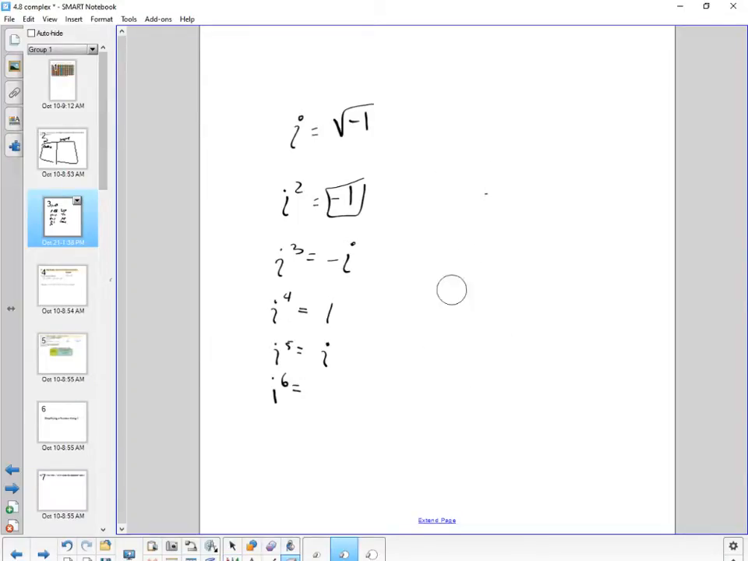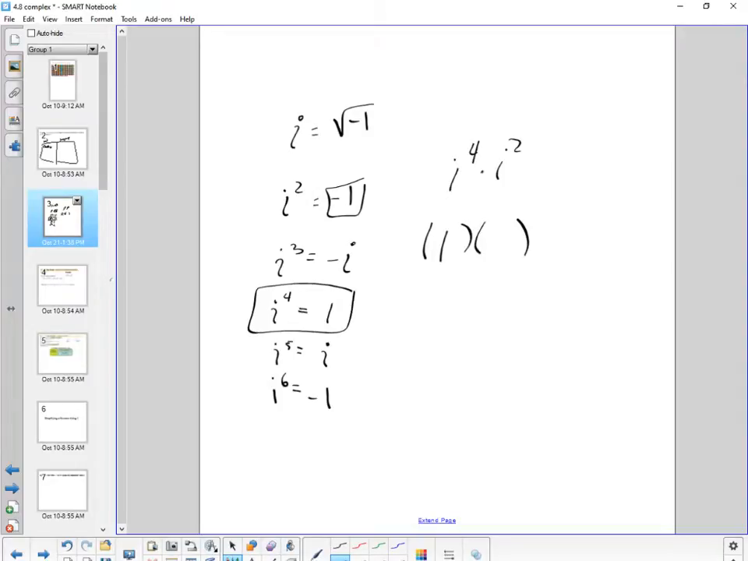Let me slow down for you guys here. Negative i squared. What's i to the sixth? Yeah, that's going to be a negative 1 again. This is how: i to the sixth is i to the fourth times i to the second, right? What's i to the fourth? 1. And what's i to the second? So what's 1 times negative 1?